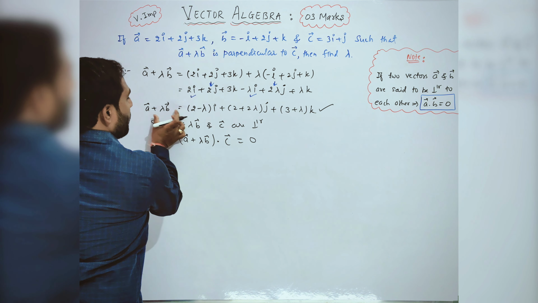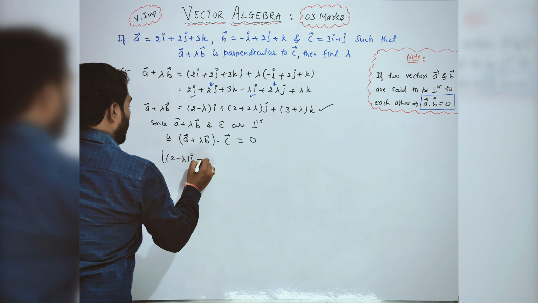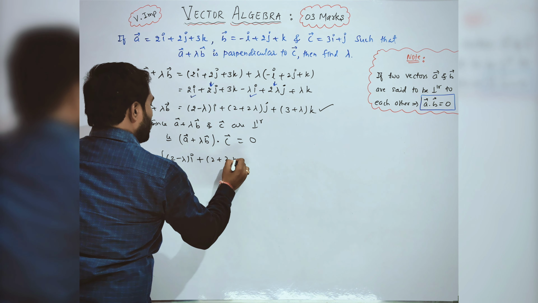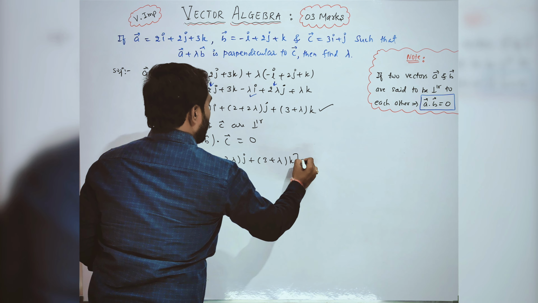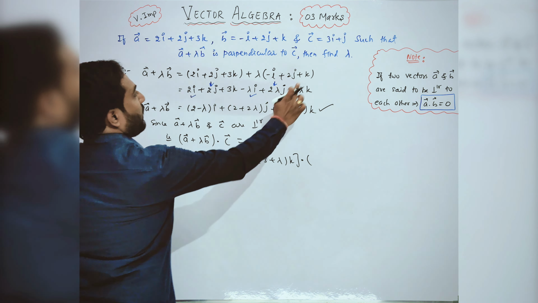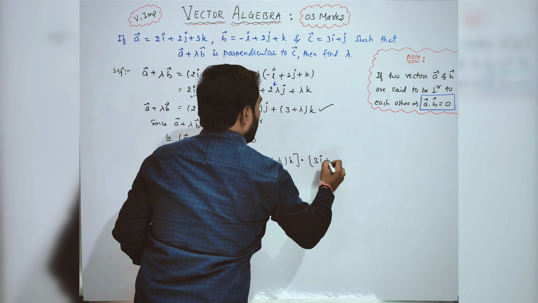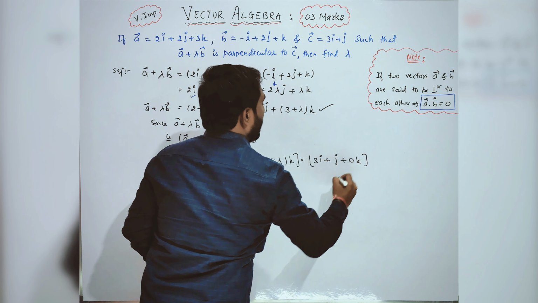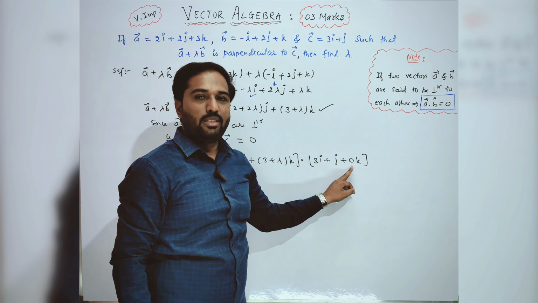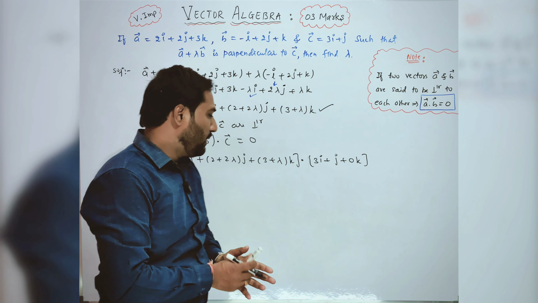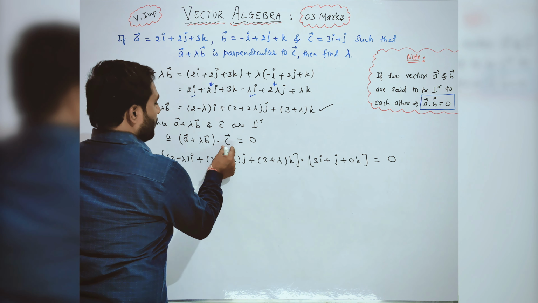So a plus lambda b is this one. We'll keep it as it is. So what is it? (2 minus lambda) into i plus (2 plus 2 lambda) into j plus (3 plus lambda) into k. Dot product with vector c. What is vector c? Here it is. Directly it is 3i plus j. If nothing is there, you can take it as 0k. K is missing here, so you can take it as simply 0k for easy simplification so that you can understand things easily. This is equal to 0. This is vector a plus lambda b, this is vector c.